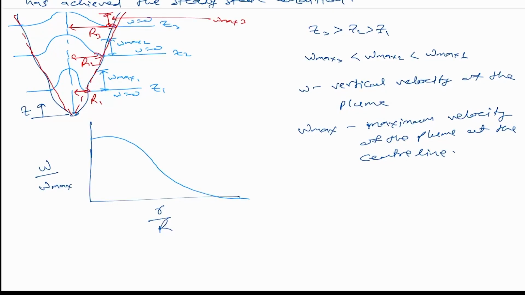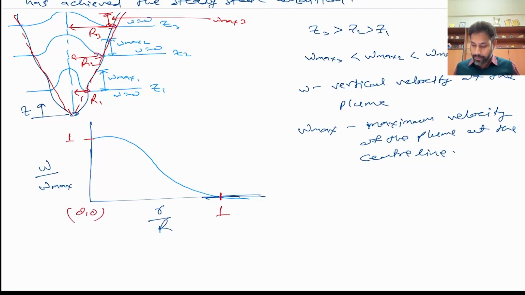Okay, where this is 1, and this is also 1. This is 0, 0. Okay, so this profile that you see will be applicable for all z value. Okay, z1, z2, z3. So if you divide your w by w max, where w is changing with radius and also z, and plot that with r by capital R, then you will get the same profile.